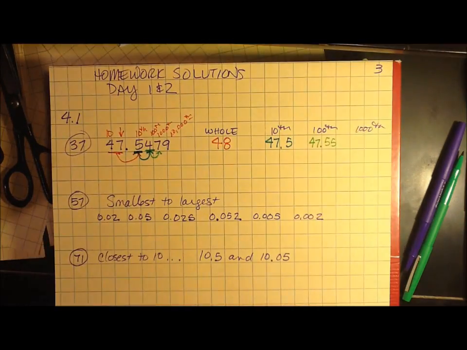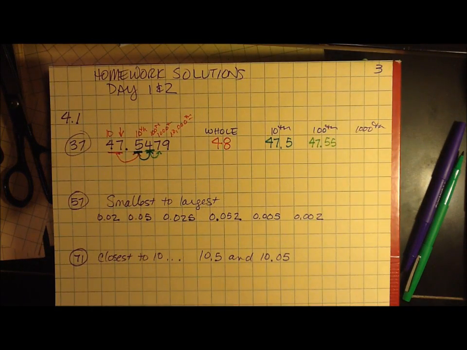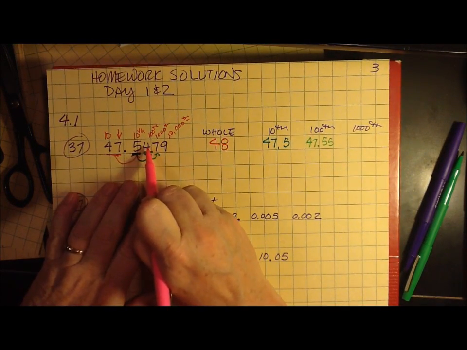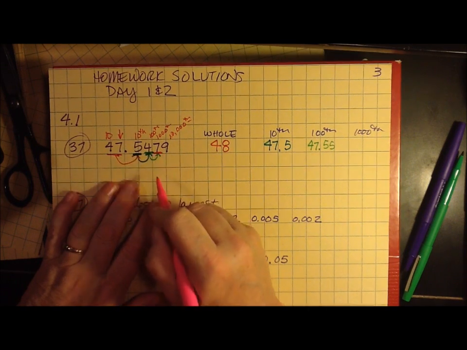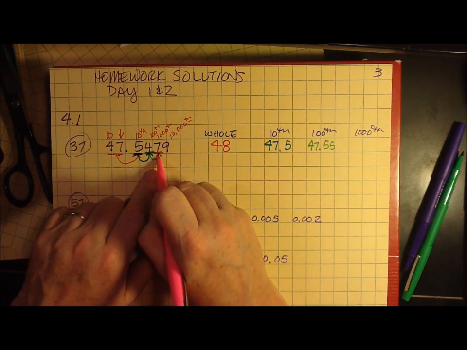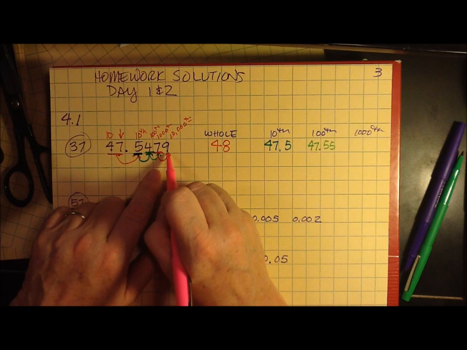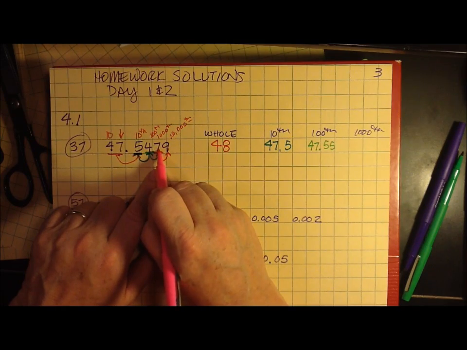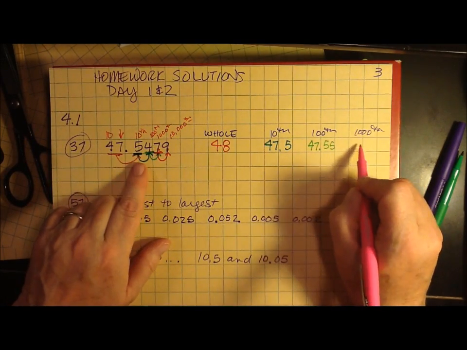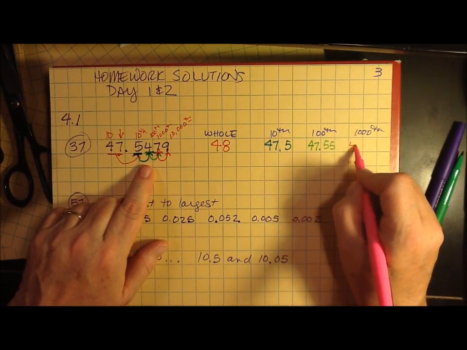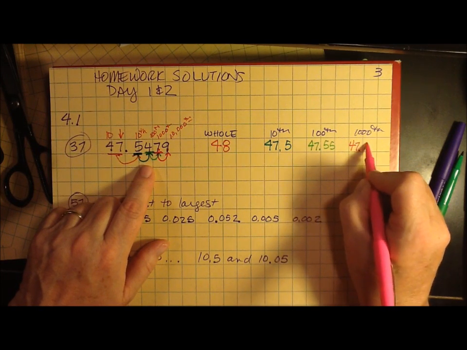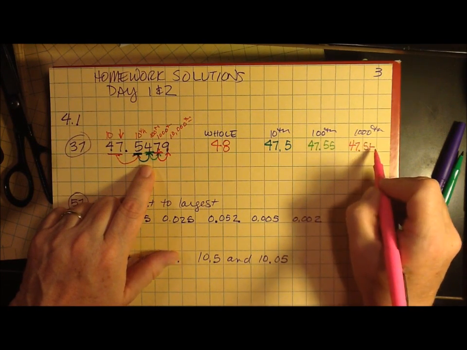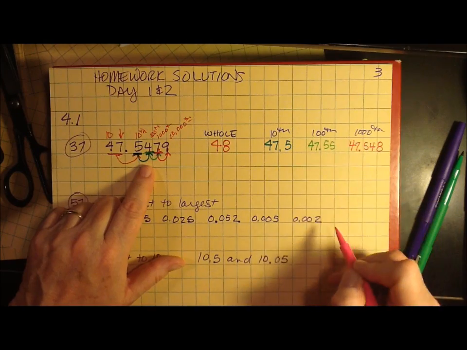Finally, if I want to round to the nearest thousandth, tenths, hundredths, thousandths, it's this 7. But the guy next to him decides what to do. 9 is bigger than 5, so that makes that grow into 8. So to round this number to the nearest thousandth would be 47 and 548 thousandths.